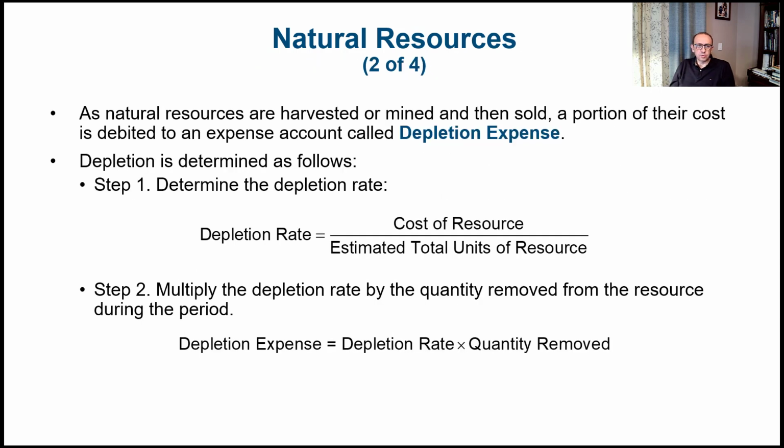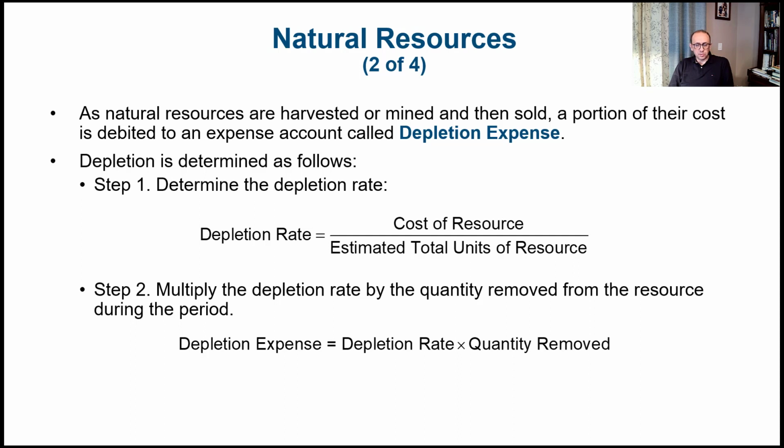As natural resources are harvested or mined and then sold, a portion of their cost is debited to an expense called depletion expense. So depletion is determined as follows. The first step, we determine the depletion rate, which is very similar to the depreciation. The depletion rate is equal to the cost of the resource divided by the estimated total units of the resource.